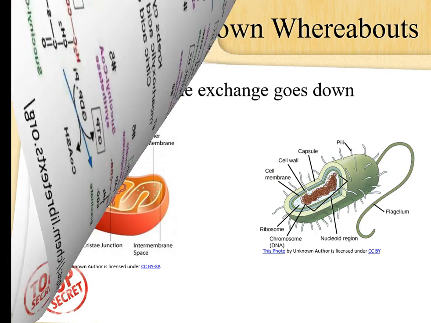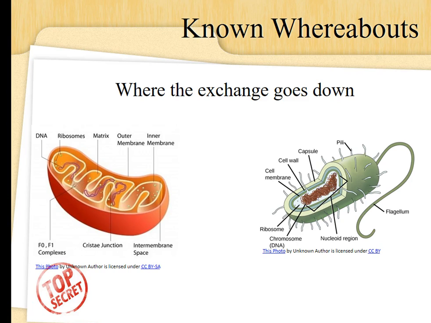Now, Krebs is known to get down to business in two different places. The Krebs cycle runs in the mitochondria of eukaryotes or the cytosol of prokaryotes, which you see on your right-hand side there. And Krebs has a pretty complicated MO.